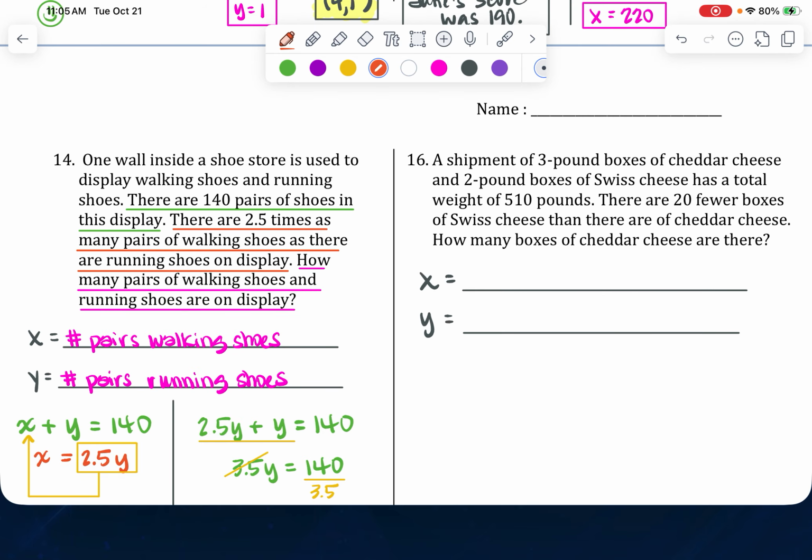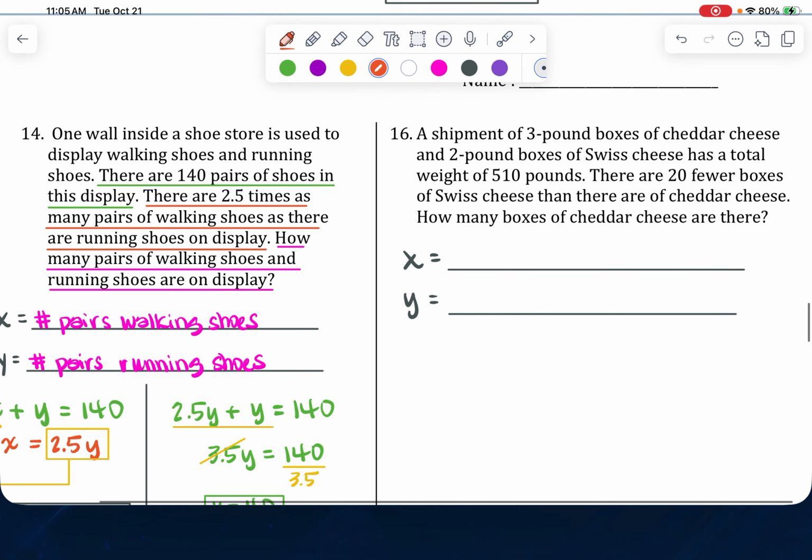Okay, I thought we would get out of substitution, but it looks like not. All right, so how many boxes of cheddar cheese? Oh, so it's only asking for cheddar cheese, but that's okay. We still have to find Swiss cheese, right? So that's still going to be one of our variables. Typically, they would ask how many boxes of each type of cheese are there. Okay, so I'm going to go ahead and make X the number of boxes of cheddar cheese.